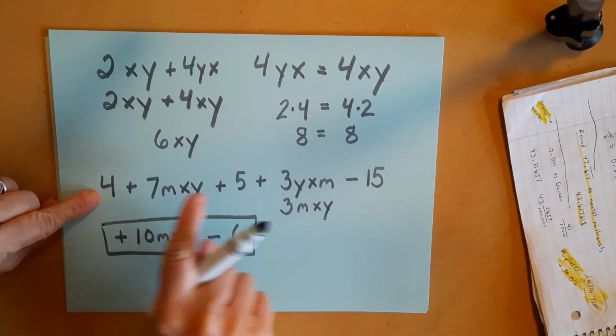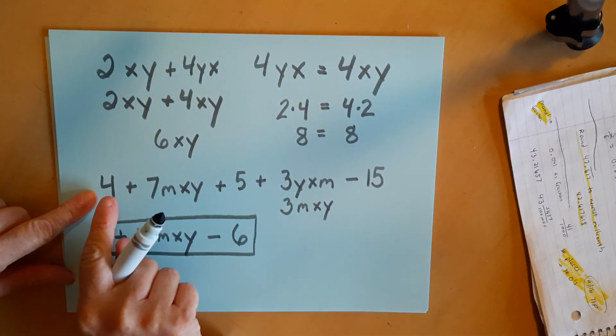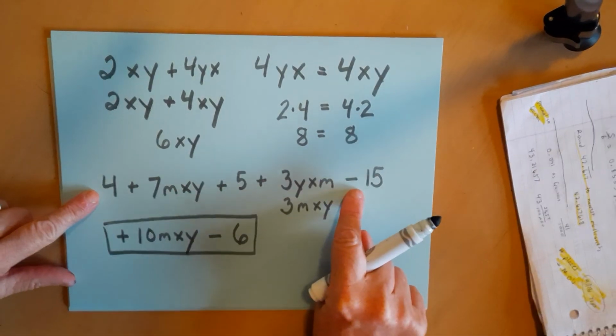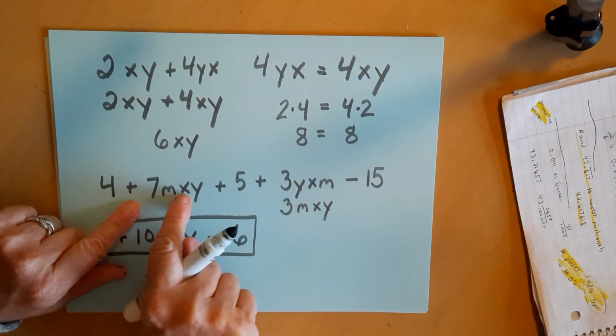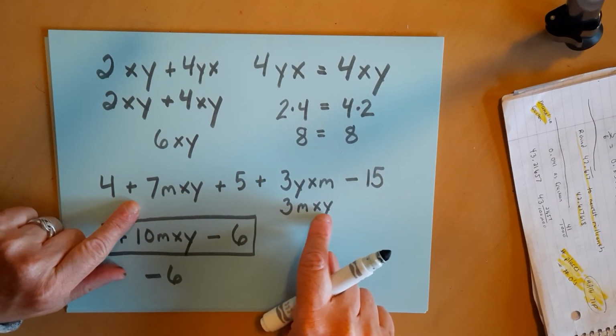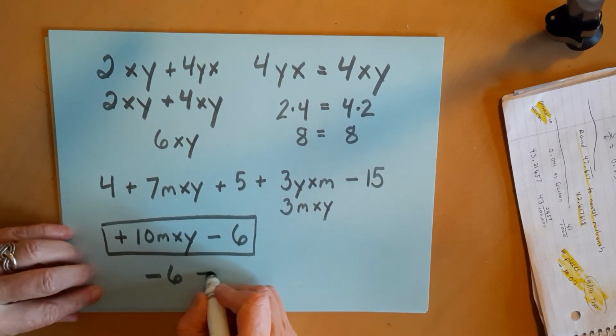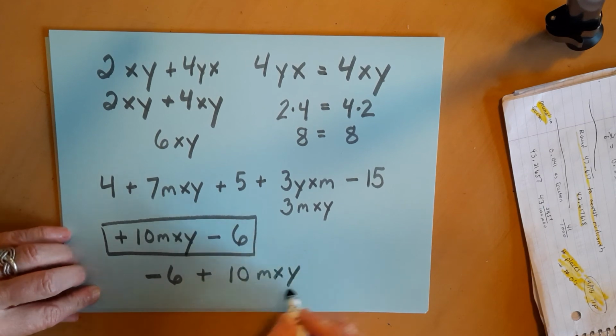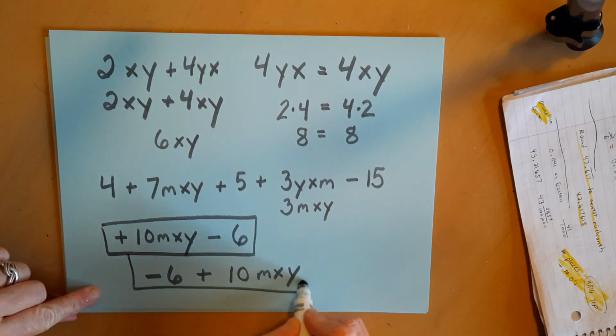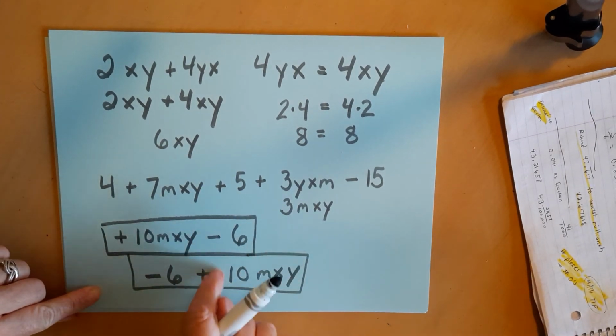If you chose to do the numbers first, your answer would look like this. 4 plus 5 is 9, minus 15 is negative 6. And then you would do 7mxy plus 3mxy would give you 10mxy, which means your answer would look like this. Both answers are correct. They are just written in a different form.